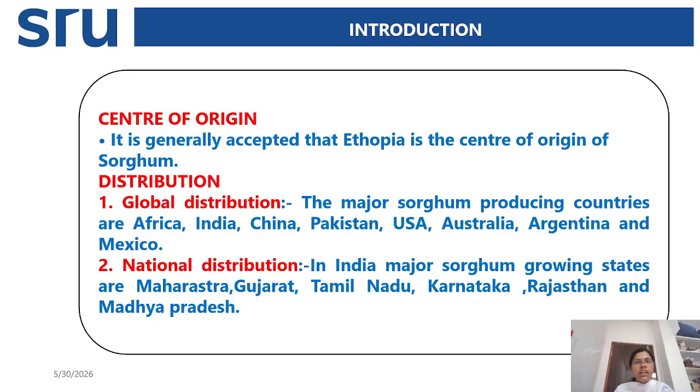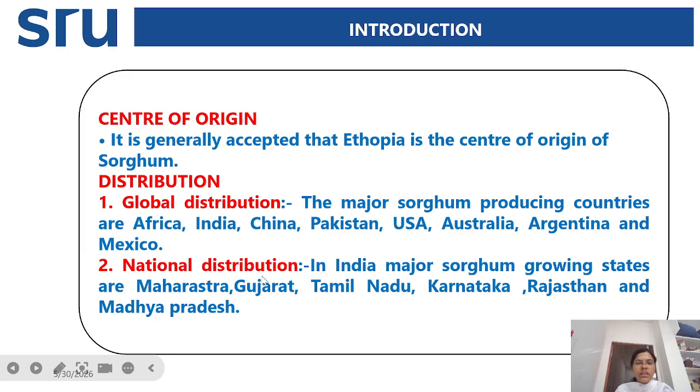First, here we can see the introduction. The first is the center of origin. Generally, it is accepted that Ethiopia is the center of origin for the sorghum crop. Next is distribution. First, the global distribution: the major sorghum producing countries are Africa, India, China, Pakistan, USA, Australia, Argentina, and Mexico. These are the major sorghum growing countries.